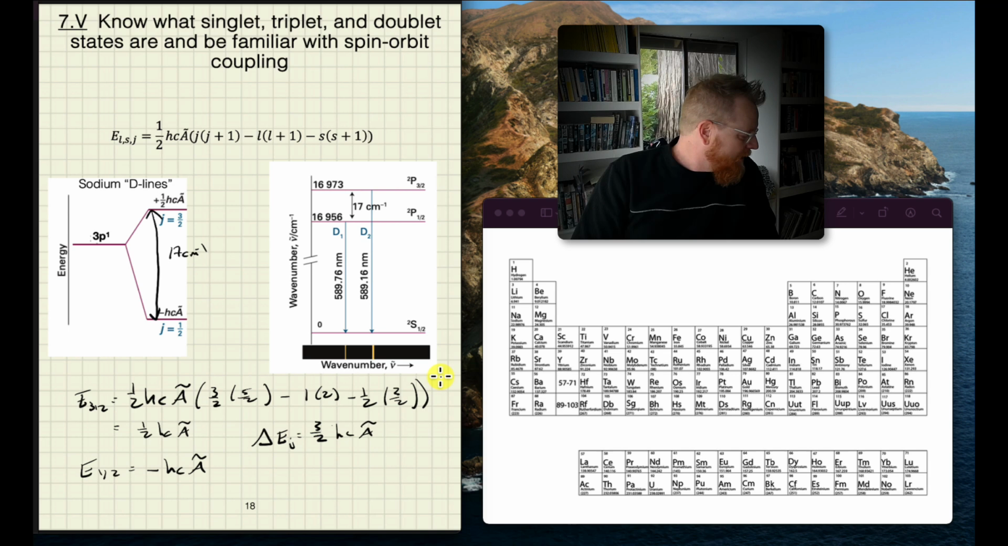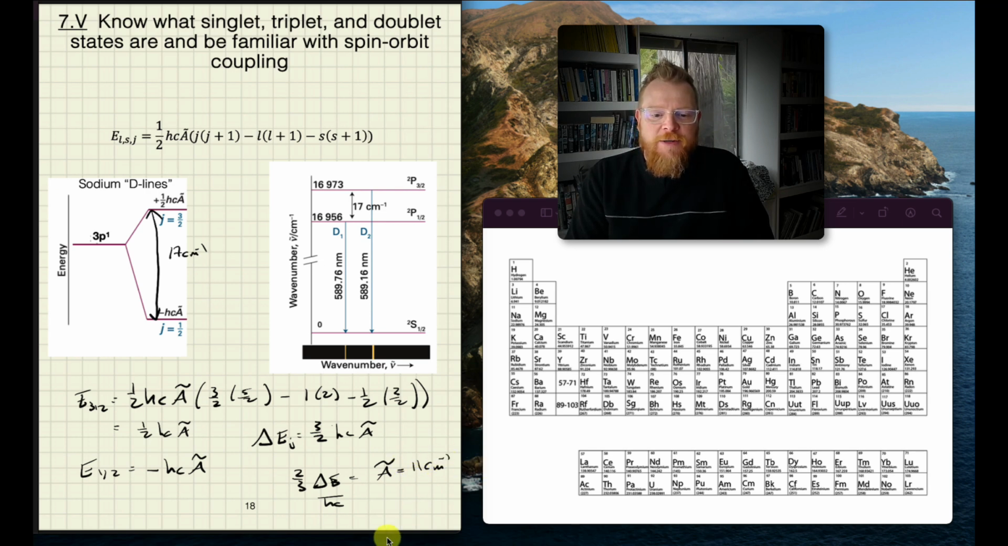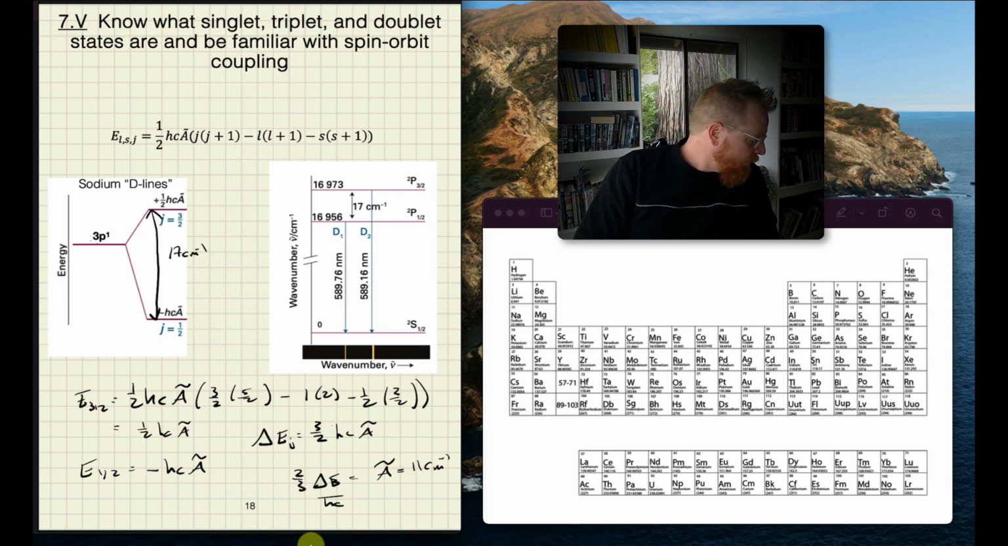All the same, we can see here that 3/2 times that A constant, when I do the algebra, would be 2/3 times the observed delta E, which gives me the actual spin orbit splitting constant. So do the algebra, and then I divide by hc to get that into wave numbers. So for sodium, it would be 2/3 of whatever is observed, so it's roughly 11 wave numbers for the spin orbit splitting constant of sodium.